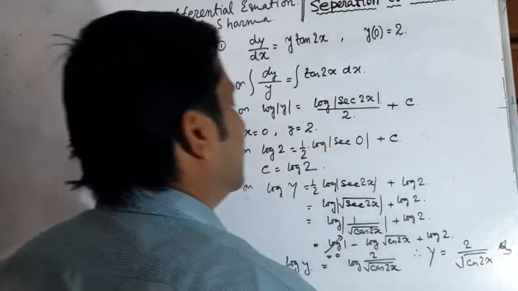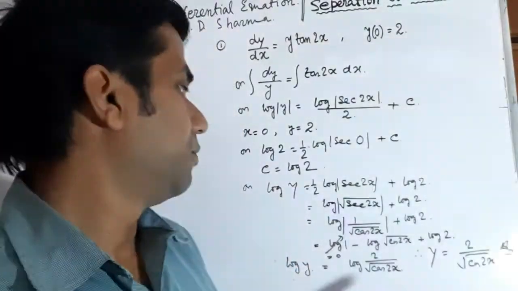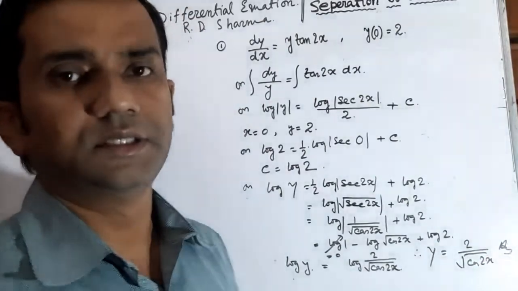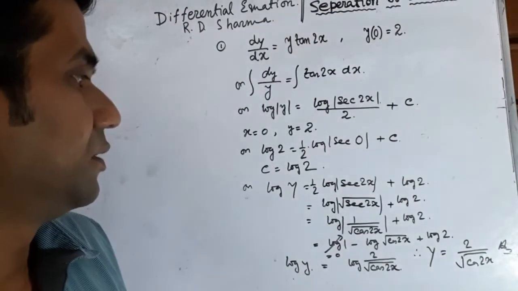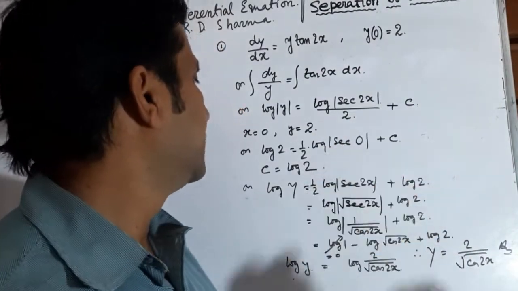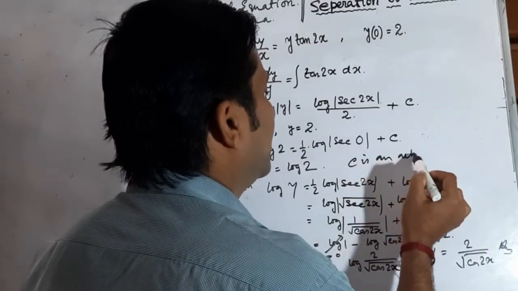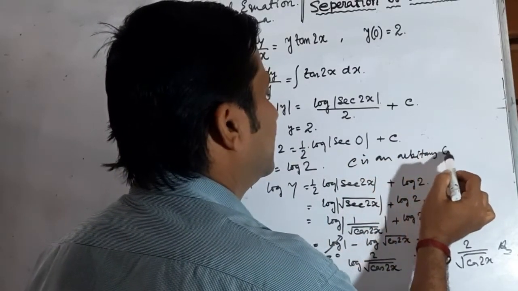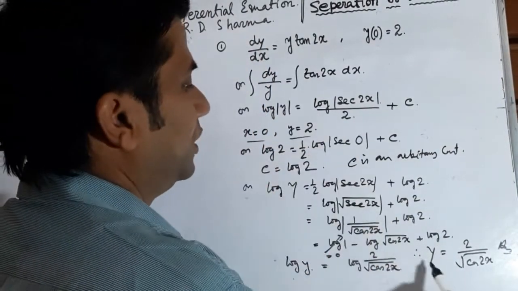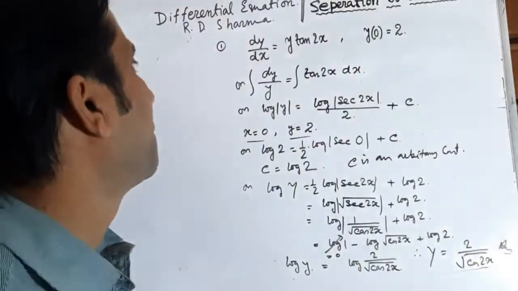This is your answer. Now check the answer with your respective books. y = 2 by root over cos 2x. This is your answer, and you find here that there is no arbitrary constant. Here c was the arbitrary constant. Putting the value of x = 0 and y = 2, you get what is called the particular solution of the differential equation.